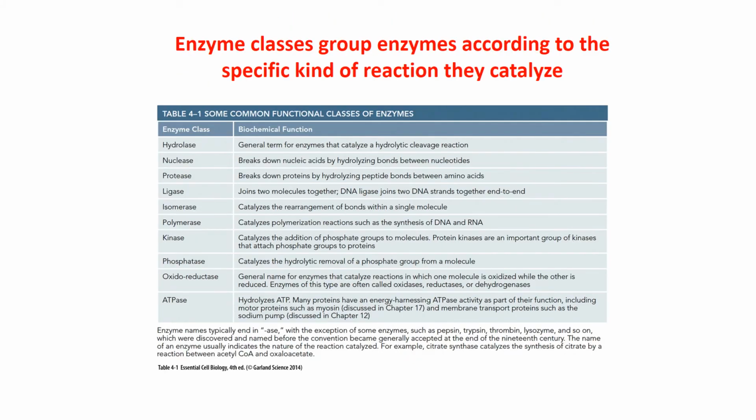Enzymes are divided up into different classes. Each different enzyme class is a group of enzymes that perform the same category of reaction. As we can look at table 4-1, we see some examples. There's no need for you to memorize these different examples. What I want you to see is merely that there are many different kinds of enzymes, but we have a way of categorizing them.